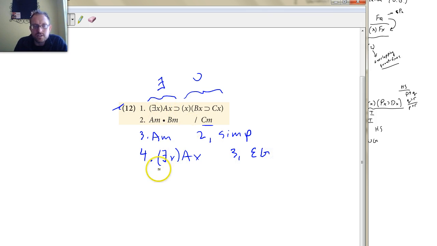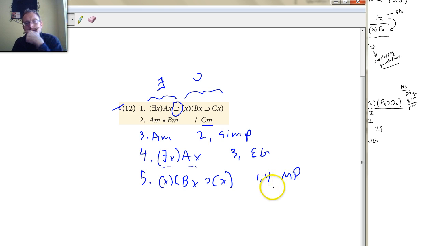Now that I've generalized this, I have this. This is my PQ sequence in a modus ponens. And the reason that I can use modus ponens here is because the conditional here is not bounded by any quantifier. So that means line 5 here is going to be x, bx, then cx, right? And that's lines 1 and 4, modus ponens.